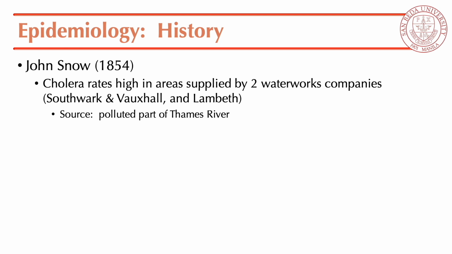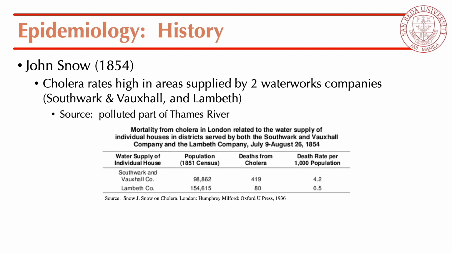Now, by doing further investigation, Dr. Snow found that the cholera cases were high in areas of London supplied by 2 waterworks companies, namely Southwark and Vauxhall, and Lambeth. These 2 companies sourced their water from the polluted part of the Thames River. Using census data from 1851 and the number of cholera-related deaths observed in the 2 respective areas served by these 2 companies, Dr. Snow was able to compute the respective death rates per thousand population.